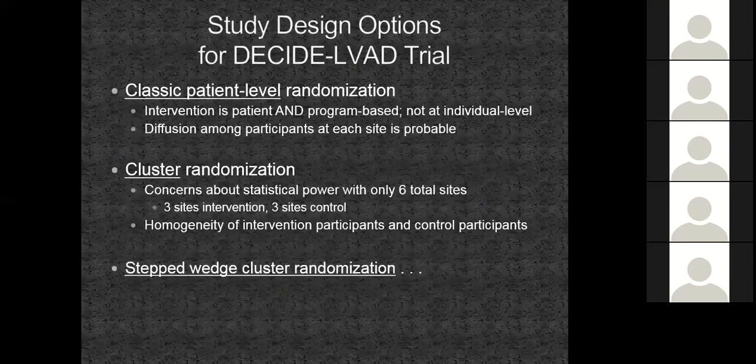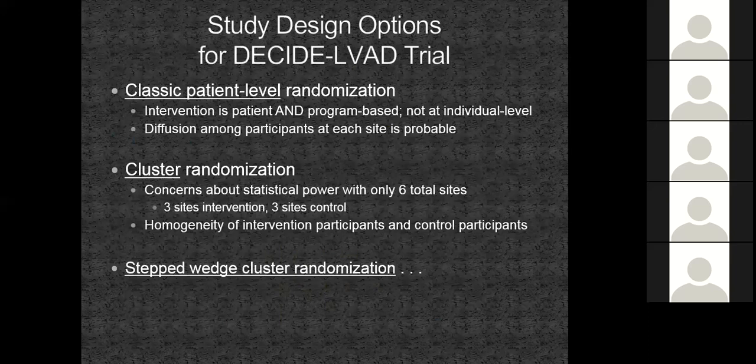So the designs we considered: a classic patient-level randomization. But the intervention is both patient and program-based. At the sites, these programs are like teams of people talking to patients and educating them. If you just did a patient-level randomization, there'd be all kinds of diffusion effects into this team of people, so we didn't think that was a good idea. A cluster randomization is a really nice design, but with only being able to afford 6 sites, that would be 3 in the intervention, 3 in the control. That didn't feel like a good idea, especially since the programs are pretty different. It'd be hard to really balance that.